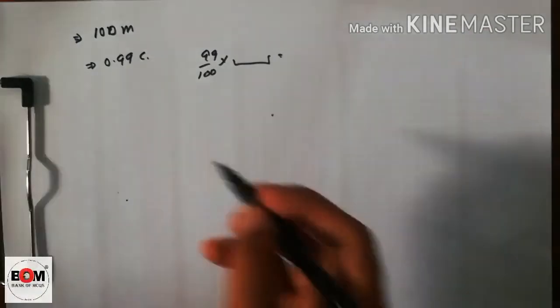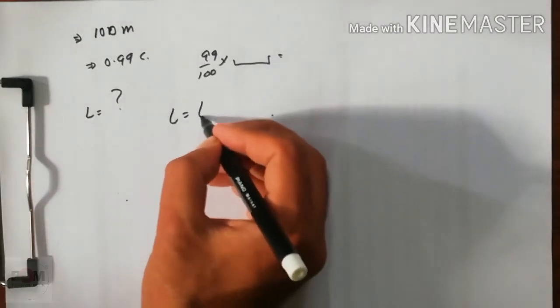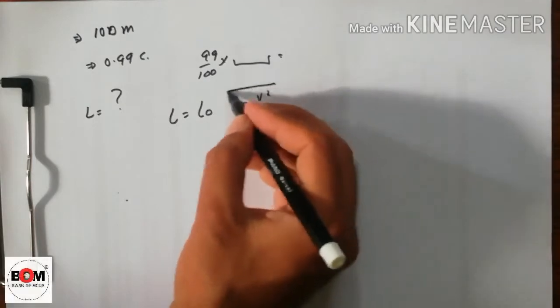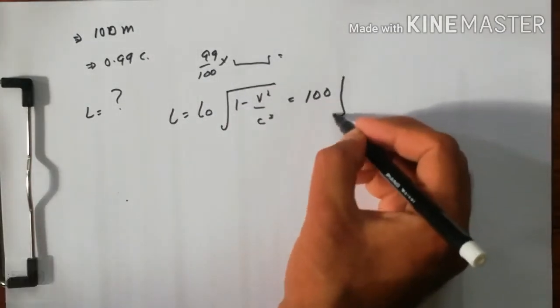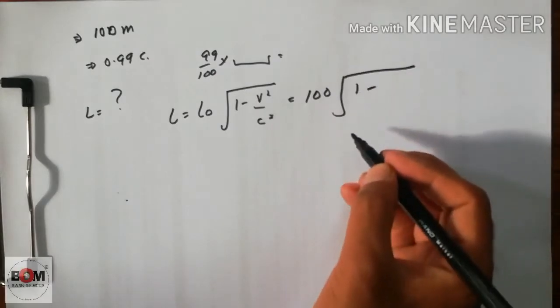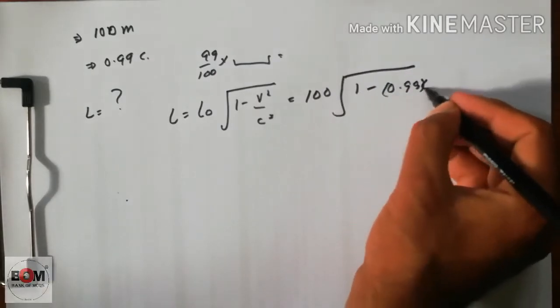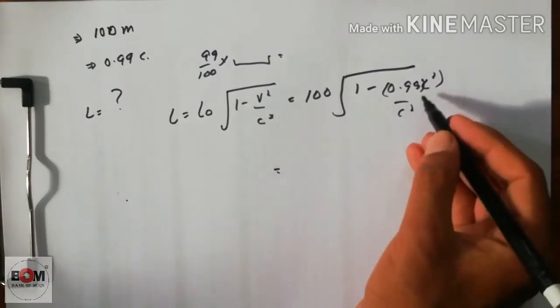Now what will be the observed length? What will be the length? So we know that L is equal to L naught under the root of 1 minus v square divided by c square. So L naught is equal to 100. So 1 minus v is 0.99 c square divided by c square. They will give the speed in the form of c.